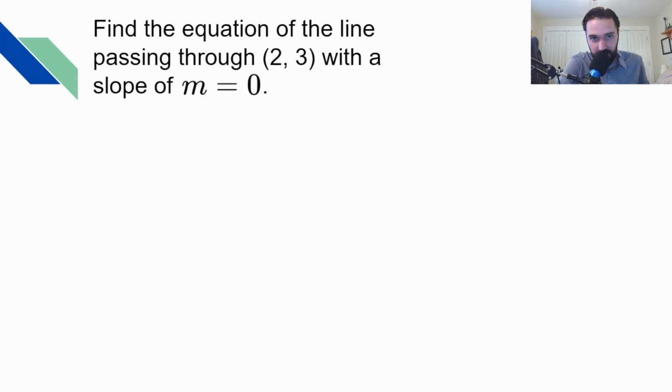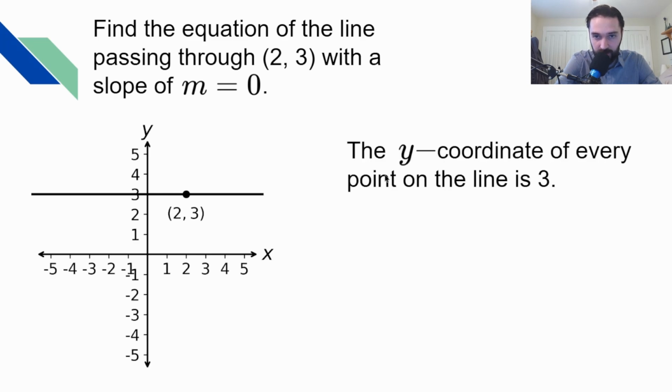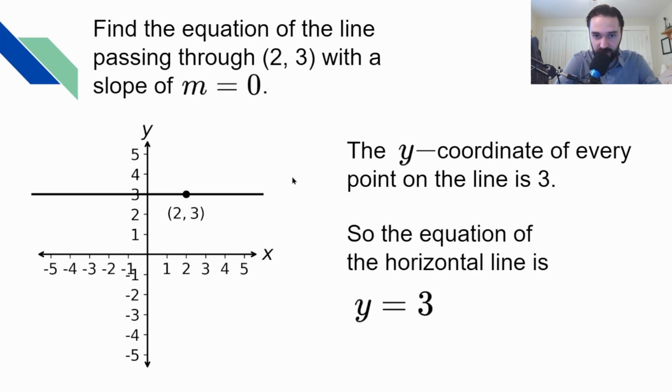Here we're asked to find the equation of the line passing through 2, 3 with a slope of m equals 0. If the slope is 0, that means that it's a horizontal line. So we can immediately draw this picture, and we say that the y-coordinate of every point on the line is 3. So the equation of the horizontal line is y equals 3, and that's our final answer.